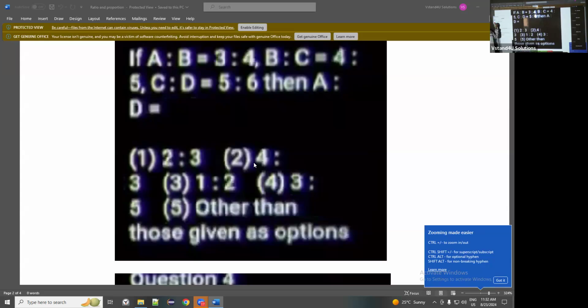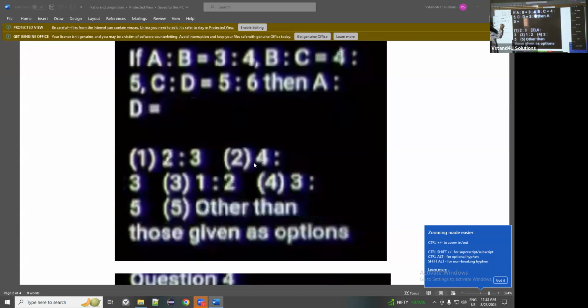They are saying A is to B is equal to 3 is to 4. B is to C is equal to 4 is to 5. C is to D is equal to 5 is to 6. But here they are telling you to calculate the ratio of A is to D. How to calculate?